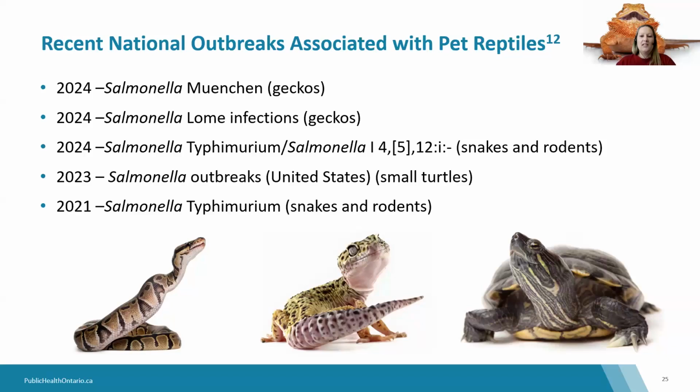You'll note that those linked to snakes also note feeder rodents as a potential source, as it's often difficult, as Alex mentioned, to differentiate whether the source of human illness was contact with the snake or with the feeder rodents, recognizing that both are a reservoir for Salmonella. I've also included a recent outbreak investigation in the United States linked to small turtles, reflecting the challenges in enforcing a ban on these as pets, as Alex mentioned earlier.